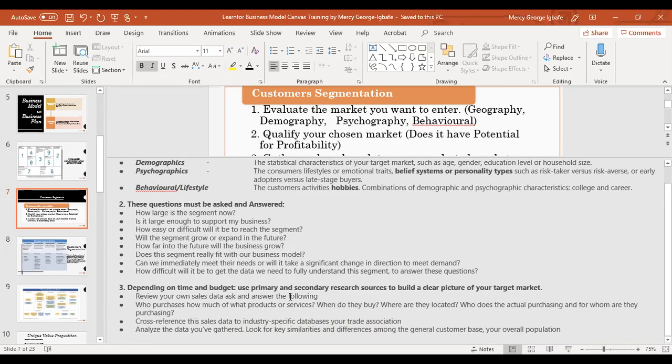So this is just the customer segment. Depending on your size and what you have as a startup, you can use primary or secondary data, and begin to analyze that data to get some of this information based on the segmentation of your customer.